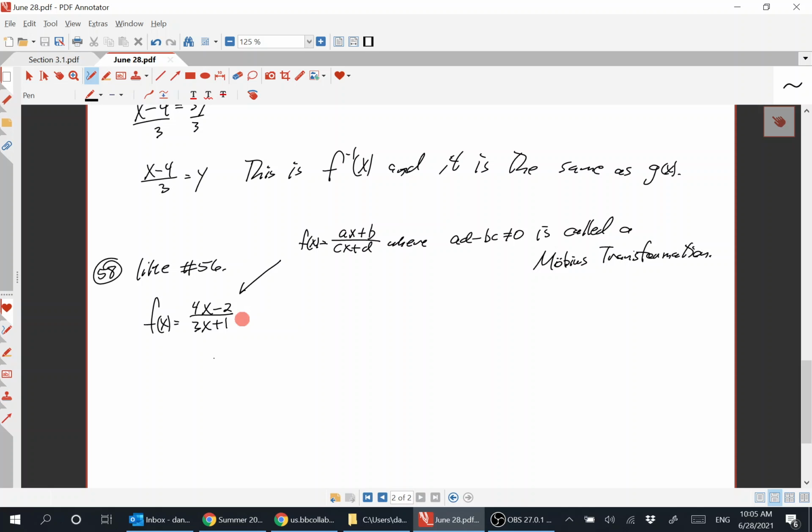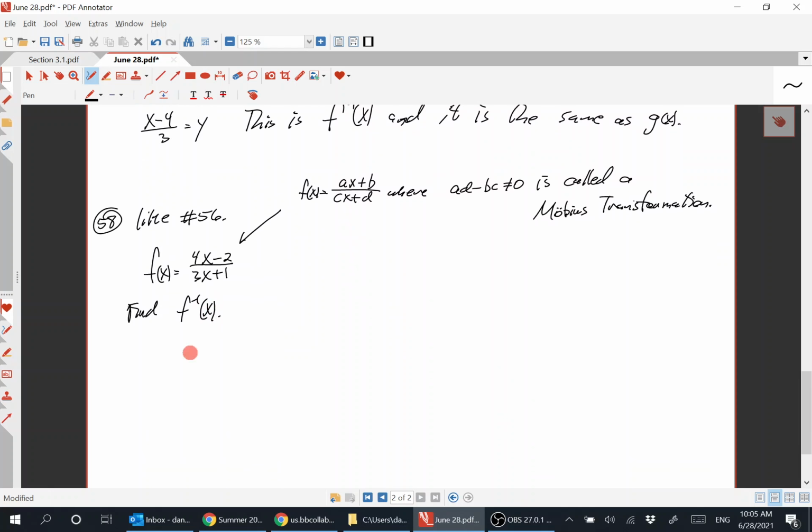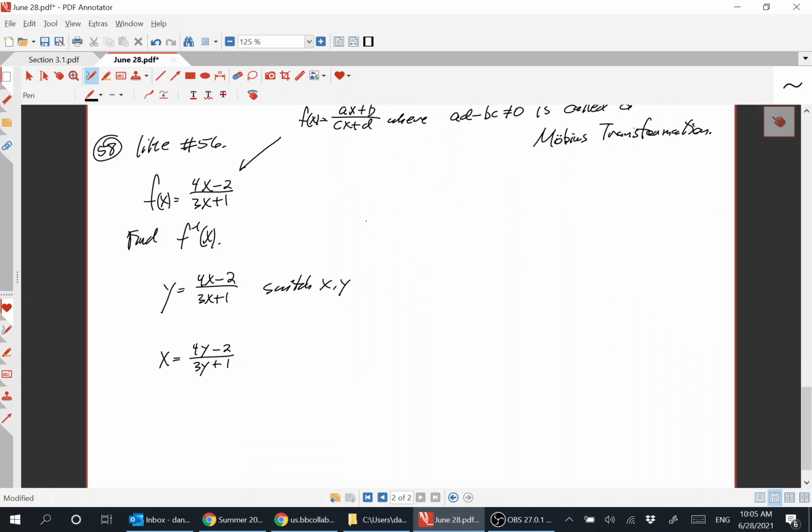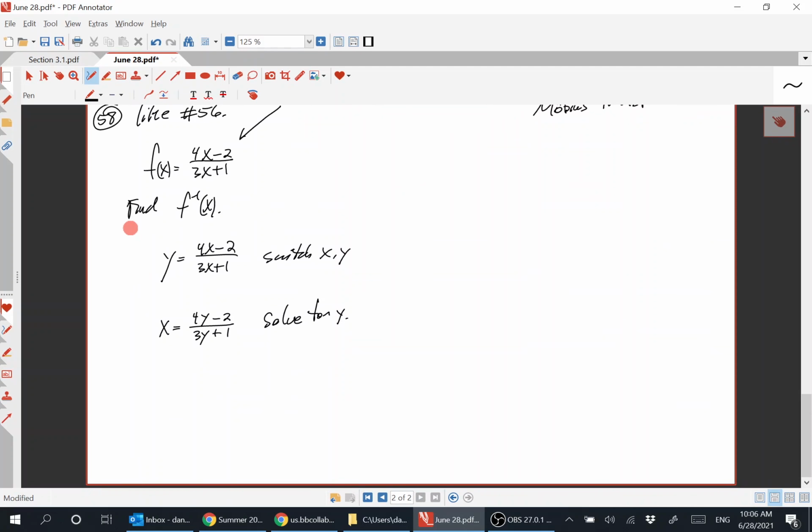Alrighty, so find f inverse of x. For these Moebius functions, this is how you do it. Let y be the function (4x minus 2) over (3x plus 1). Switch. You don't have to switch the x and y, but if you like to, you can. Change the x's into y's and the y's into x's, and then solve for y. If you don't switch, then you just solve for x, but you're going to have to switch in the end anyway.